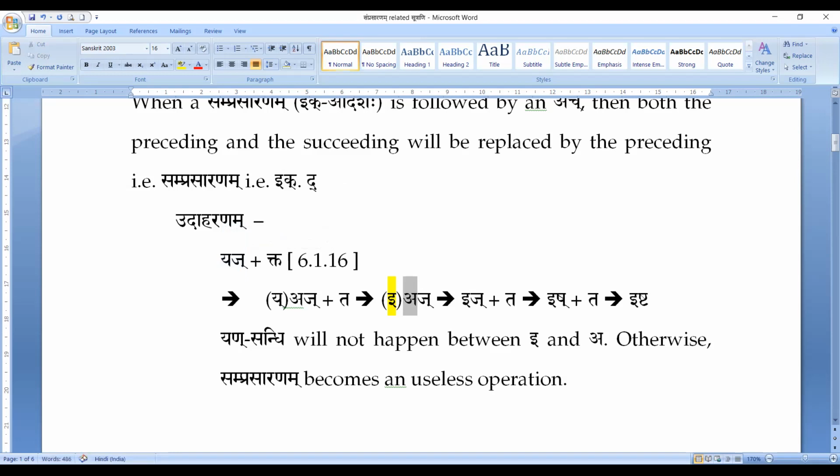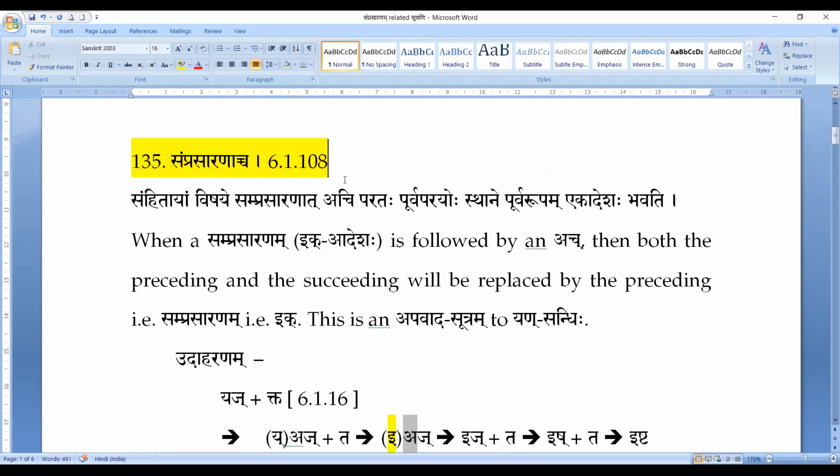This Yen Sandhi. Let me write that. This is an Apavada sutra to Yen Sandhi. Apavada sutram to Yen. See, it's not only an Apavada. In another way also you can apply this. You know how it is? This sutra number is 61108. Yen Sandhi number is, what is the number of Yen Sandhi? 6177. Numbers are also important.